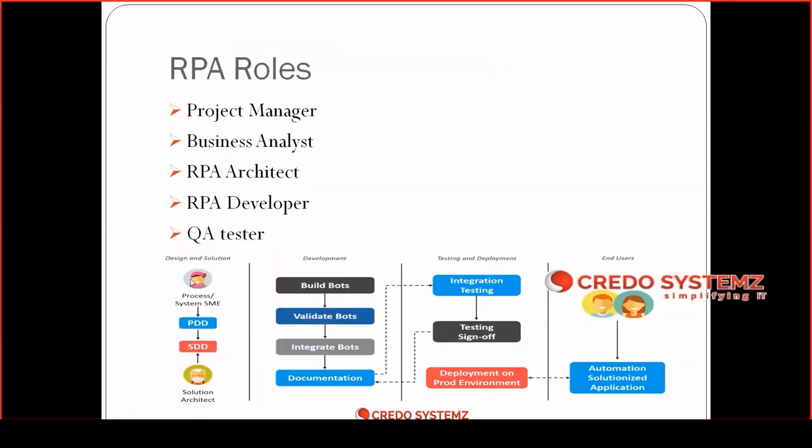You have the process owner and the SME or the business analyst who will be documenting all those things, and then the developer will actually build it, and then we do our testing and deployment, and finally there'll be a testing sign off and a deployment onto production where the automation solution will be used by the end users, right?